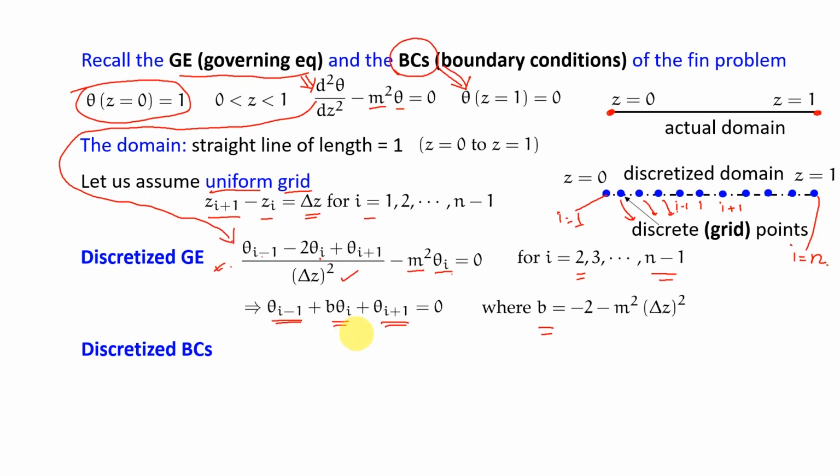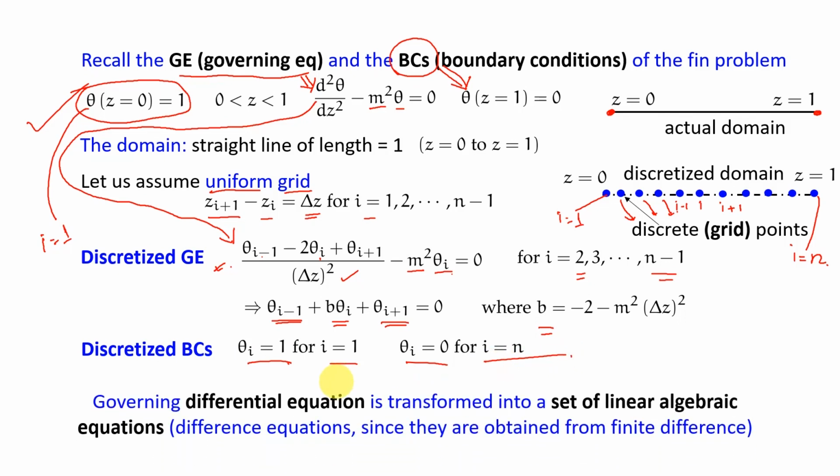Now we come to the boundary conditions, at i equals 1 and i equals n, and these are very simple. I know that theta equals 1 at z equals 0, and z equals 0 corresponds to i equals 1. So for i equals 1, theta i equals 1. Similarly, theta i equals 0 for i equals n. So now we have a complete set of equations. We have n equations with n unknowns.